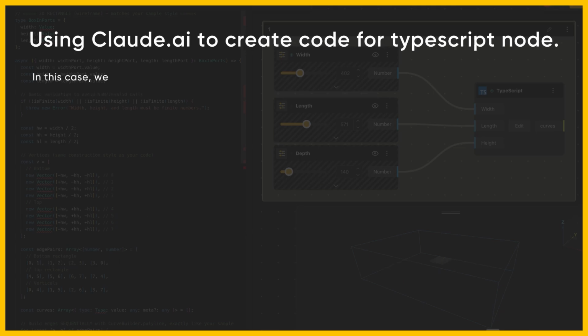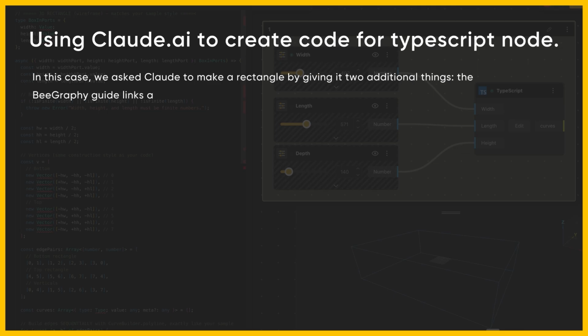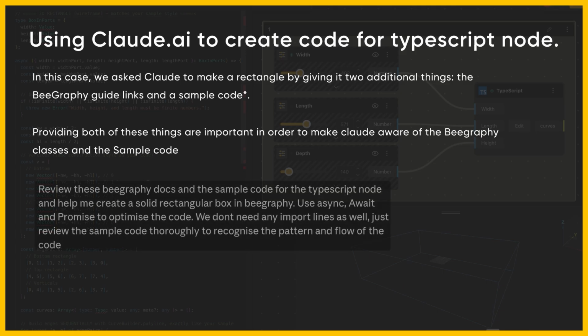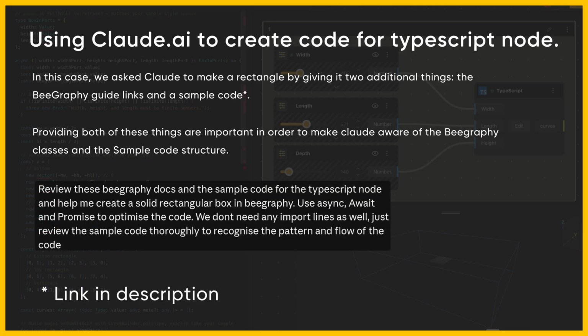In this case, we asked Claude to make a rectangle by giving it two additional things: the BeeGraphy guide links and a sample code. Links to these resources can be found in the description along with our blog exploring the scope and application of scripting in detail. Providing both of these things is important in order to make Claude aware of the BeeGraphy classes and the sample code structure. We will go step by step, starting with a simple rectangle, making arrays, manipulating the shape, and texturing. Let's begin this tutorial.